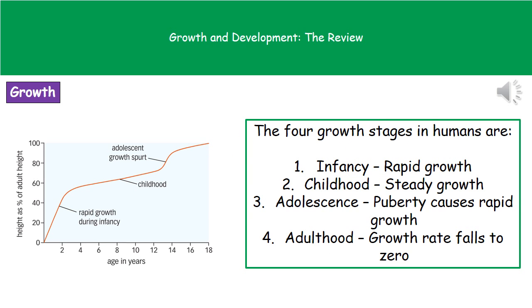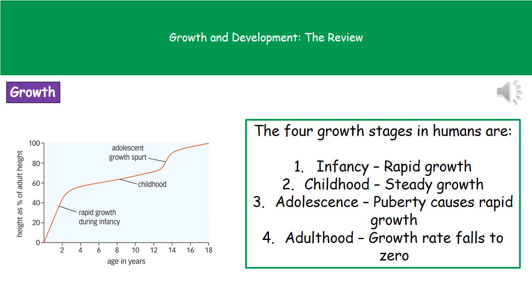If we think about human growth then, what we end up with is a very particular shaped graph, as you can see on the left there. So we've actually got 4 stages of growth in humans. The first stage is our infancy, and that's where we've got very rapid growth, as you can see from that steep line on the graph. Then we enter childhood, where we have a slower rate of growth, but it's steady growth.